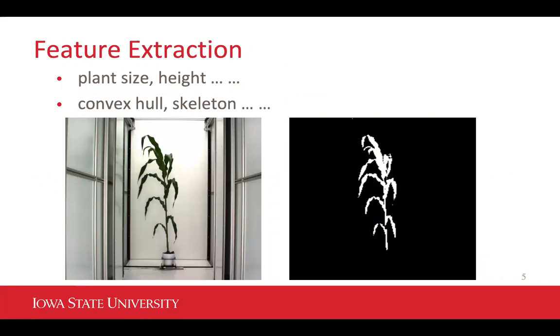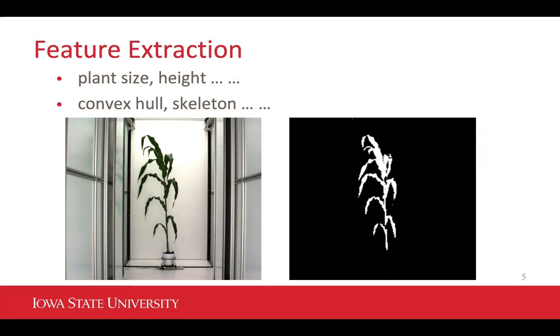Okay, so for feature extraction, what we do is after we get this binary image, on the right side, the plant part will be regarded as 1 and the background part will be regarded as 0. So in the end, we will have a 0-1 binary image. Once we have this binary image, it's easy for us to calculate the plant height and plant width.